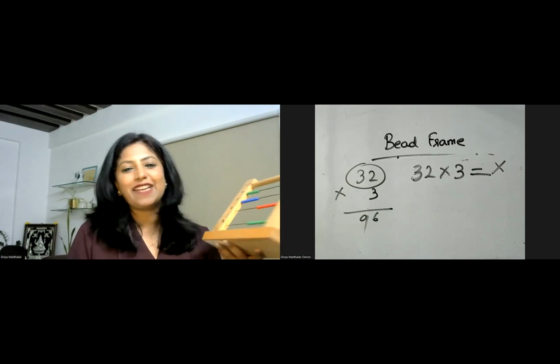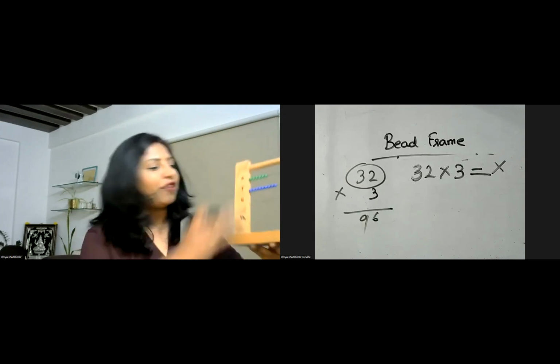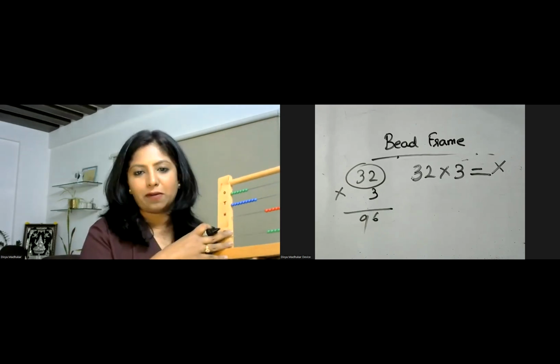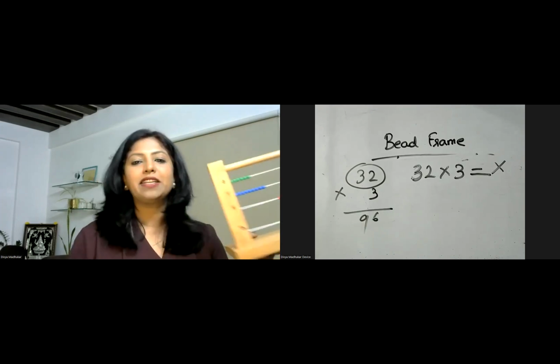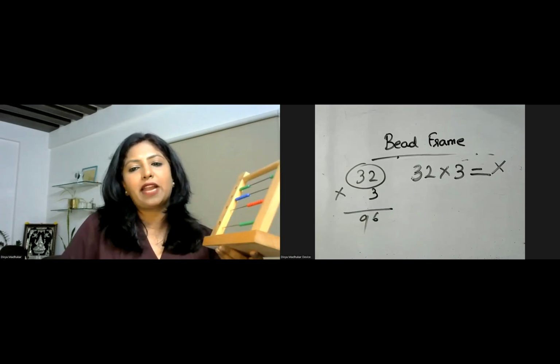See, this is so easy for children. If you want to do a 4-digit one, you can always do this. But we will be using this only for addition, subtraction, and multiplication.